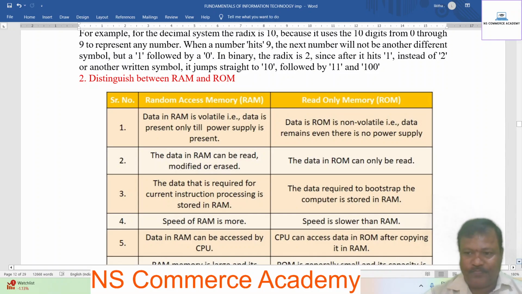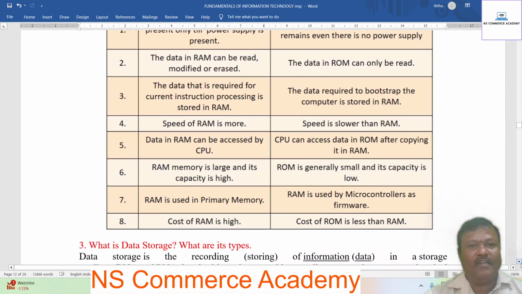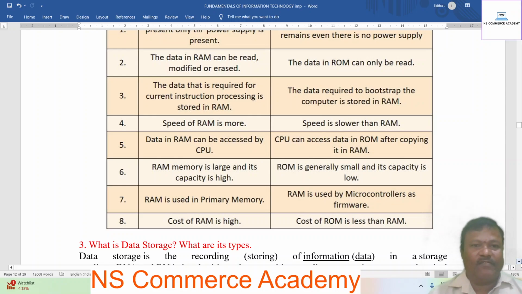Third difference: the data that is required for current instruction processing is stored in RAM. The data required to boot or start up the computer is stored in ROM.